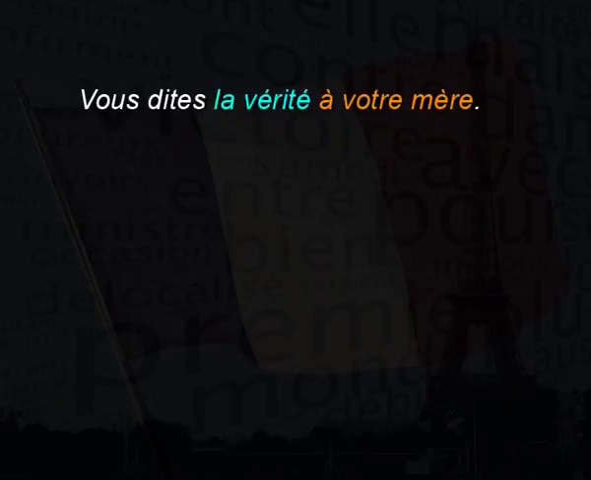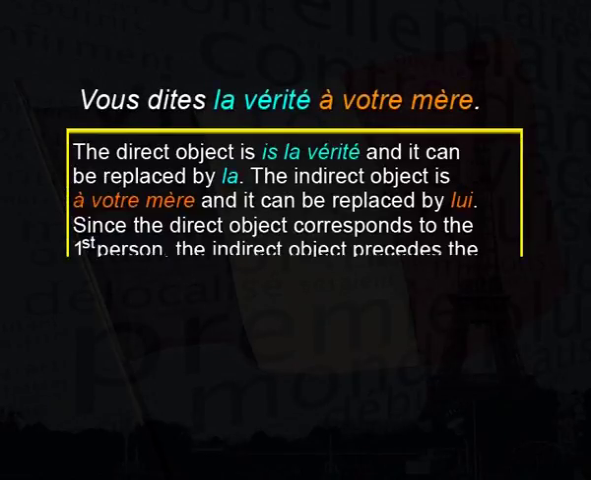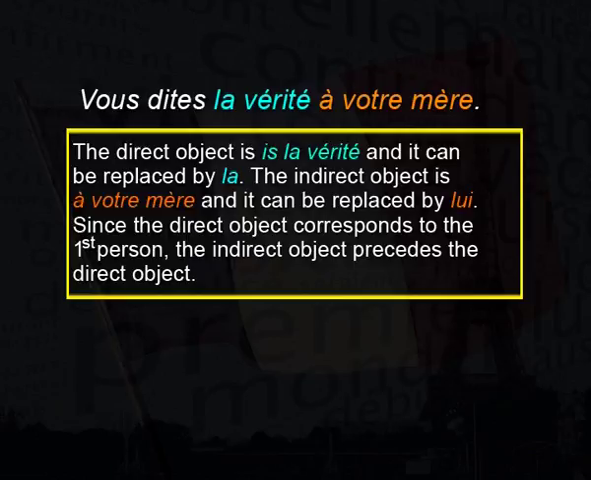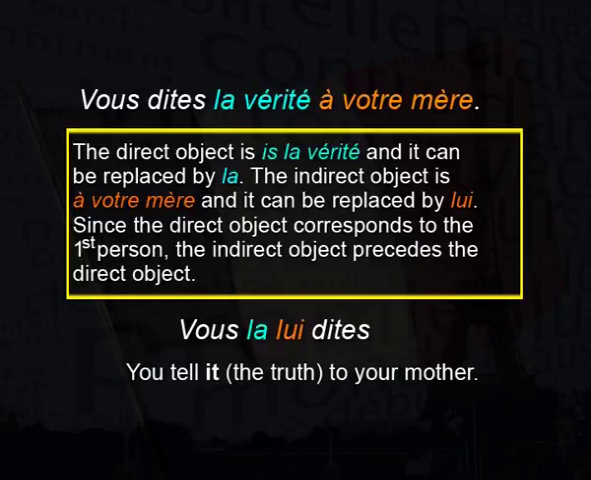Vous dites la vérité à votre mère. The direct object is la vérité and it can be replaced by la. The indirect object is à votre mère and it can be replaced by lui. Since the direct object corresponds to the first person, the indirect object precedes the direct object. Hence, the answer is Vous la lui dites. This sentence translates as You tell it, the truth, to your mother.